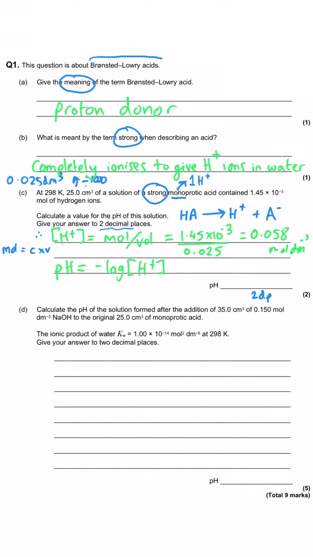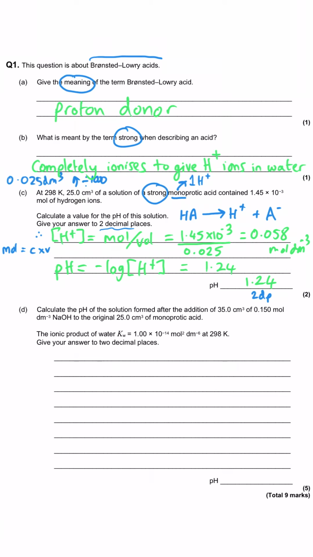And then when we do negative log of that value, we get 1.24 to 2 decimal points. And that is our second mark. So 1 mark for the hydrogen ion concentration and 1 mark for the final pH.